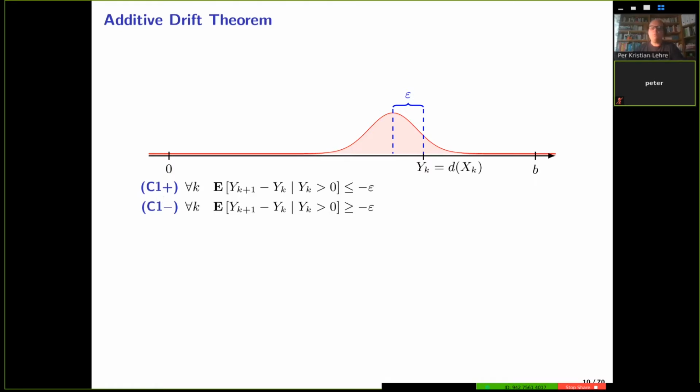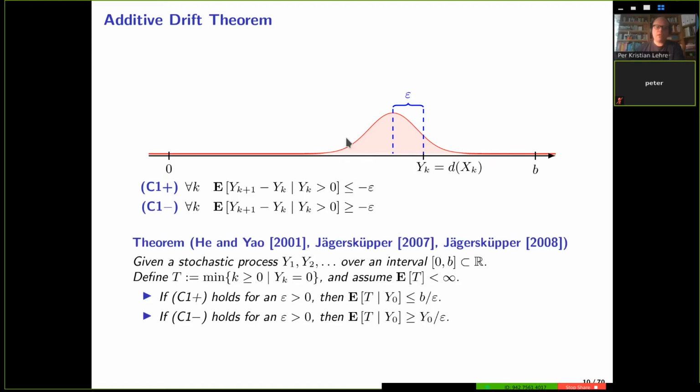Okay, so what does this really mean? It means as long as we haven't reached 0, on average we will move by epsilon towards 0. Okay, this is just expectation, so sometimes we might move to the right, sometimes we might move to the left, but on average we reduce the distance by epsilon. Okay, if this is the case, then the expected time to reach 0 is going to be the maximum distance b divided by epsilon.